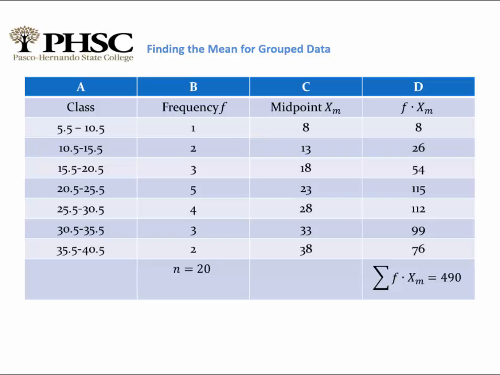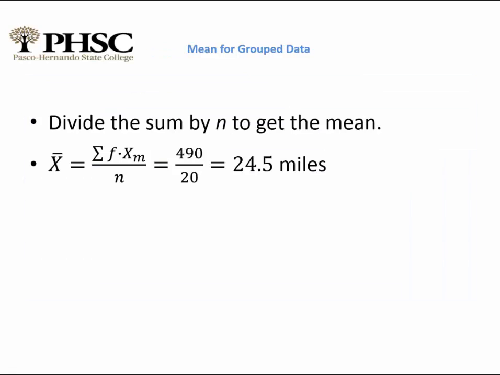In column D, what we did was 1 times 8 equals 8, 2 times 13 equals 26, and so on. Now the summation of column D, or the sum of the products, is 490. So to find x bar, we're going to divide 490 by 20, and that gives us the mean, 24.5 miles. So for this particular data set, the mean was 24.5 miles.